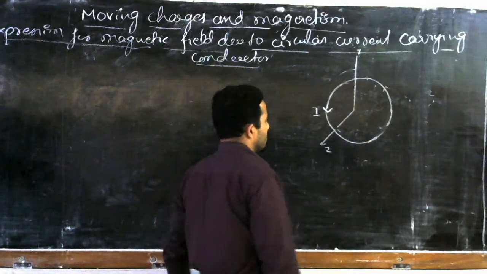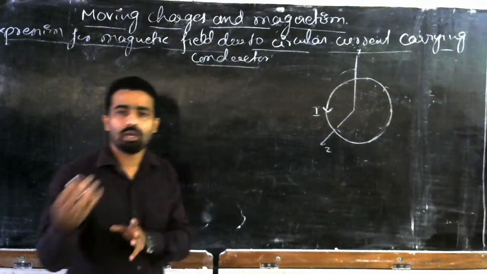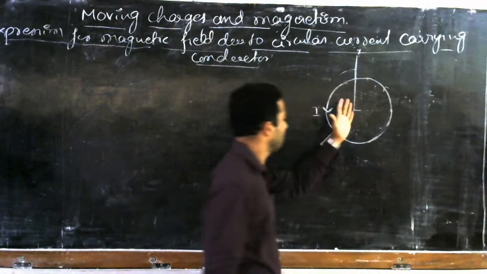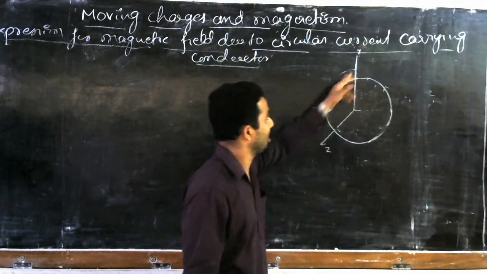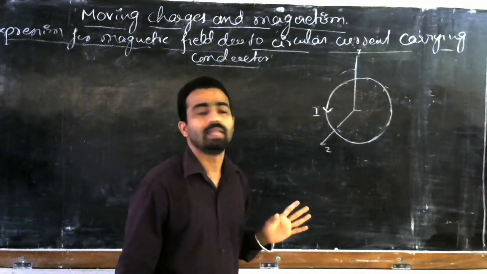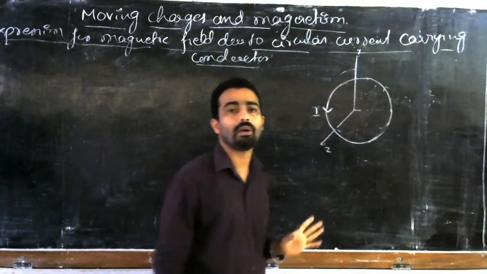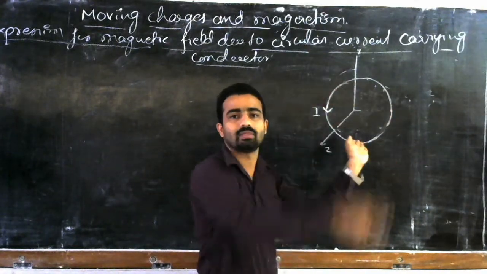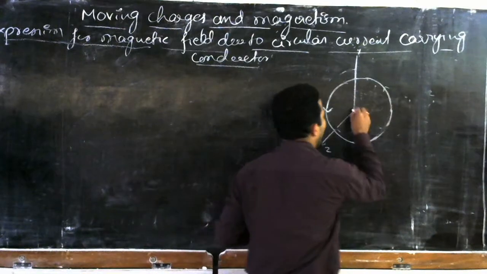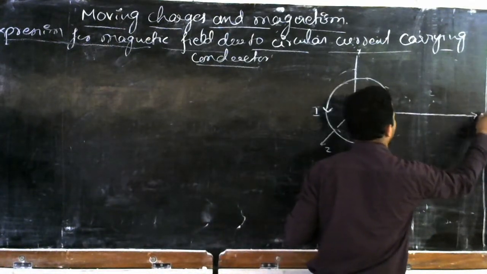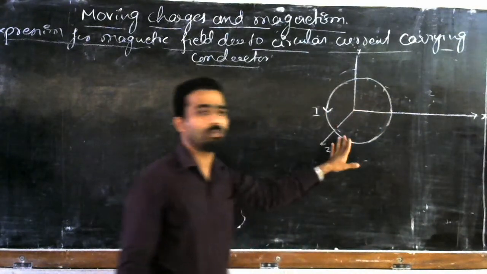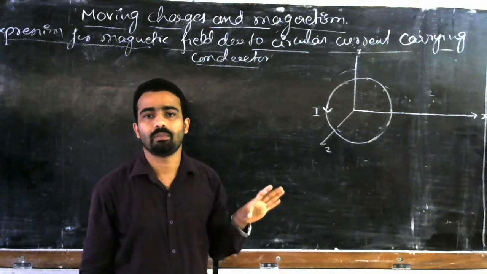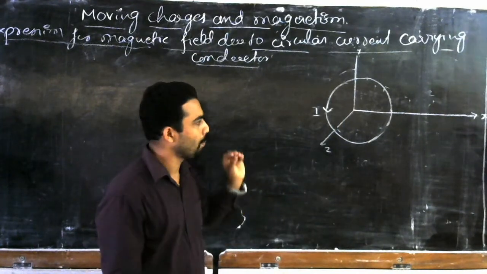Now, to find the magnetic field at any point P along the axis. So this is the axis of rotation. That means we have kept this circular conductor along the Y and Z axes, and then you can rotate it along one particular axis. That will be the x-axis. Along the x-axis, you can rotate this. That is the axis of rotation. So along that axis, you have to find the magnetic field.